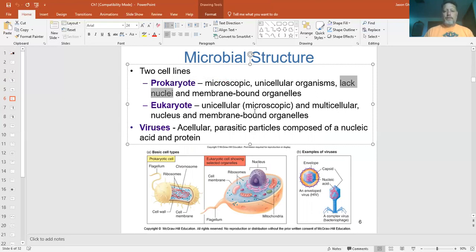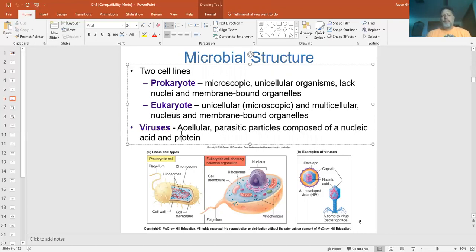Eukaryotes, on the other hand, are unicellular, and we have multicellular ones. But the big thing here is that they have a nucleus, and we can almost always see that nucleus, and they have membrane-bound organelles.